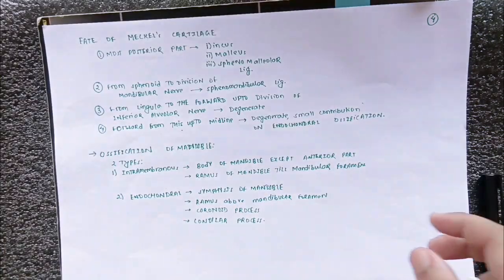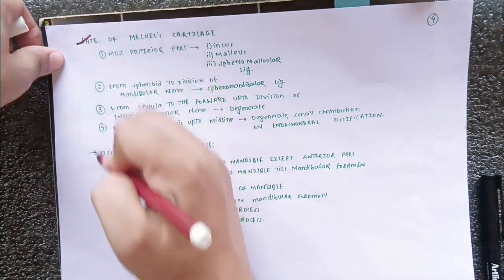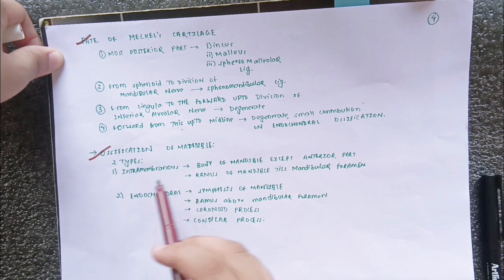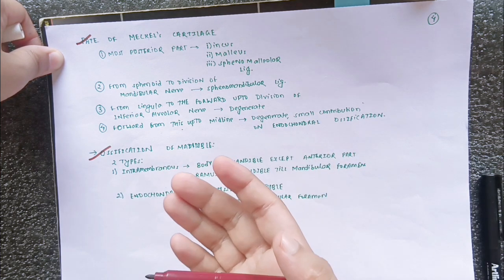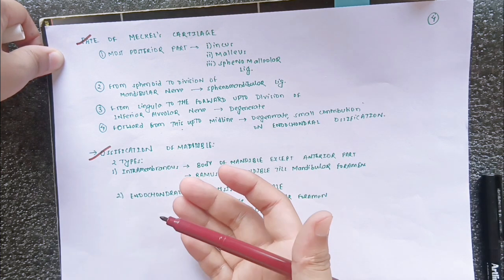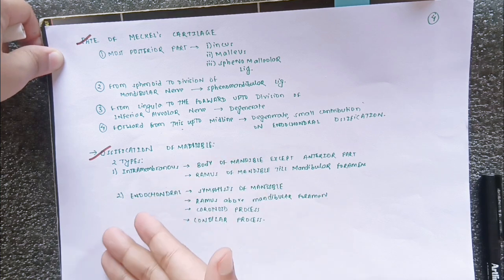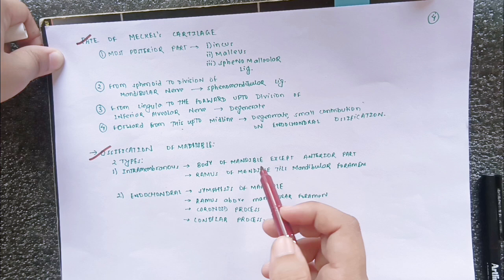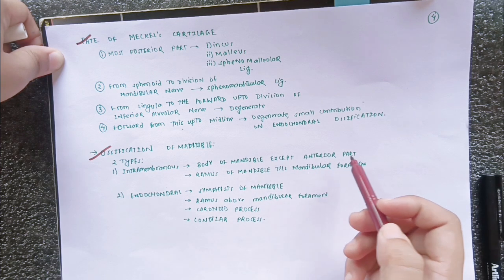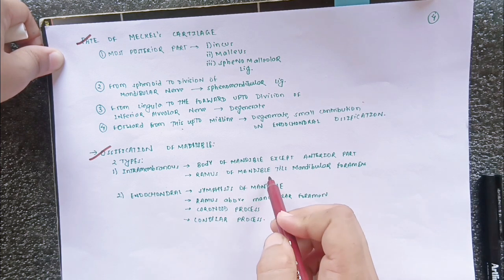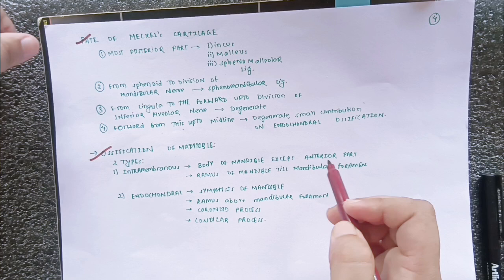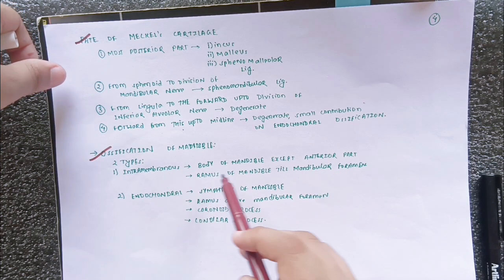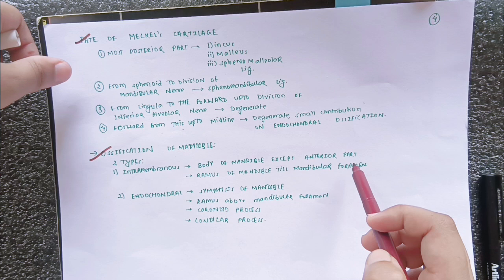So as I have written here, for ossification of the mandible, there are particularly two types of ossification that are carried out in this bone. One is intramembranous, another is endochondral ossification. Intramembranous ossification forms the body of the mandible except at its anterior part, and the ramus of the mandible till the mandibular foramen. So intramembranous ossification forms the body of the mandible except the anterior part.